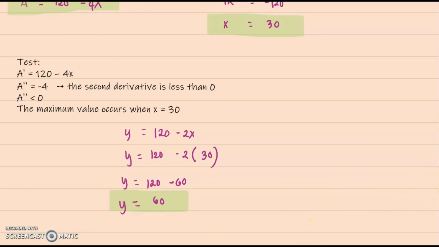Meaning to say, the dimension of the garden is 30 meters by 60 meters.